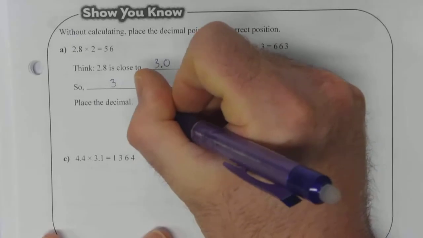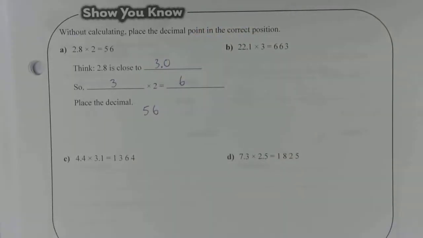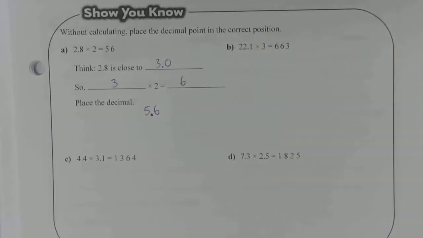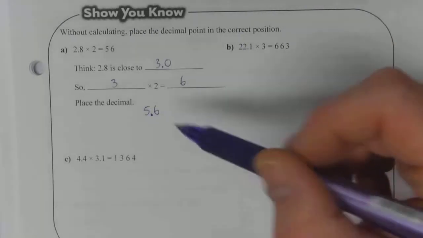And I'm told that it uses the digits 5 and 6. So a number close to 6 using those digits would be 5.6. And in fact, if you check your work with a calculator, 2.8 times 2 will give you the answer 5.6.